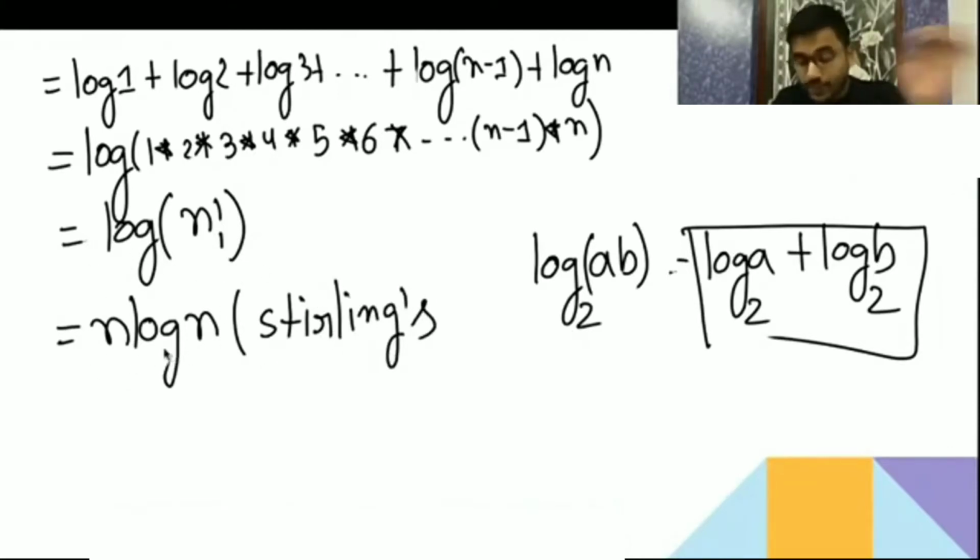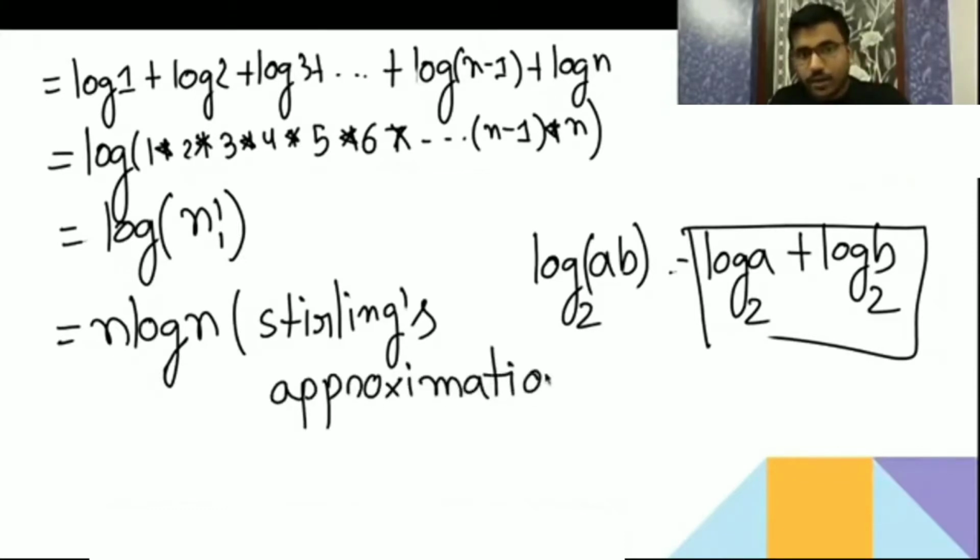By using that approximation, log n factorial is going to give n log n. It is very important, please mark this one, because in previous year questions and in the GATE exam this is going to be very much useful. Many times you are going to get log n factorial, and you can say that it is n log n by using Stirling's approximation.